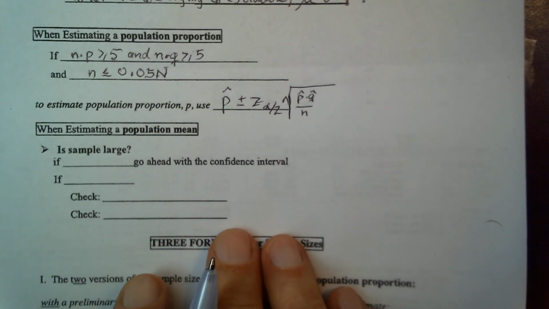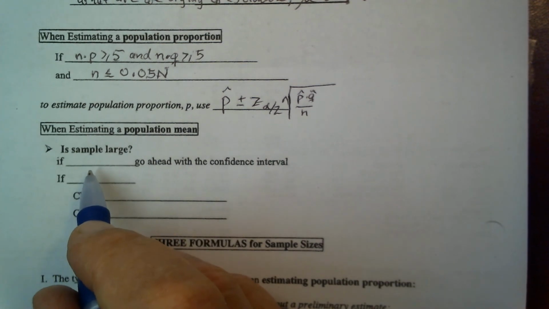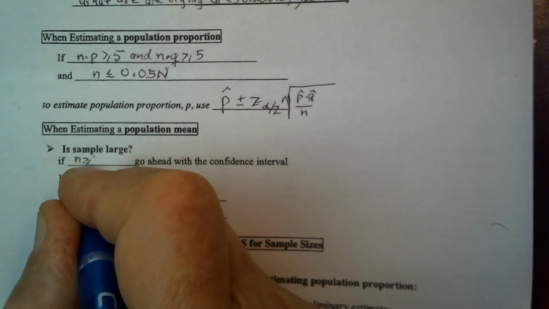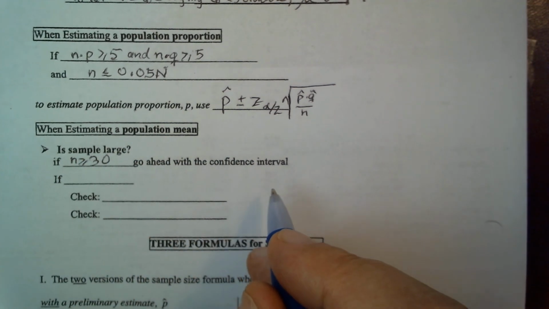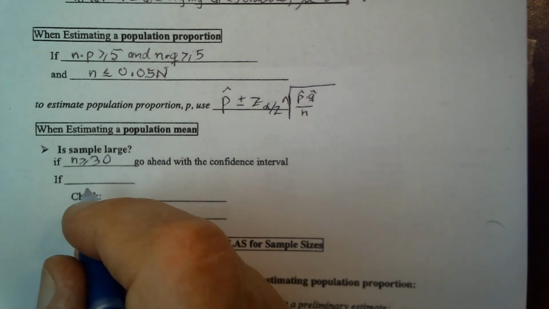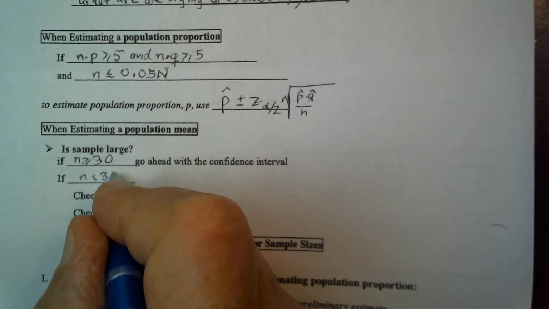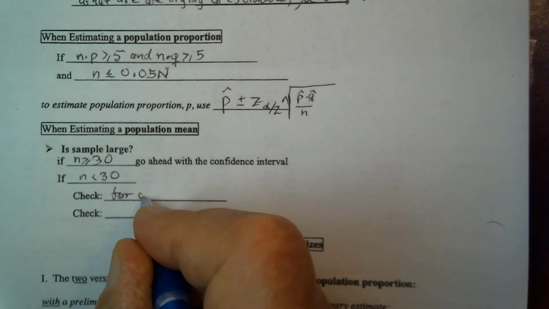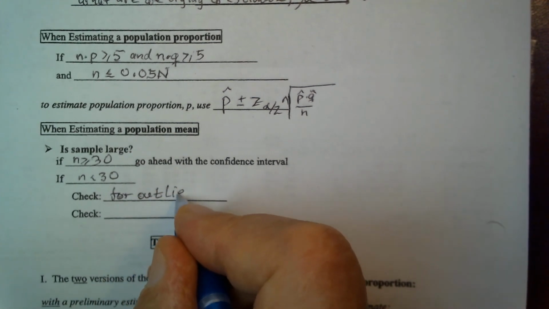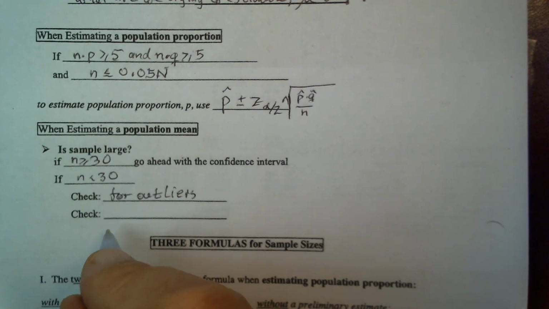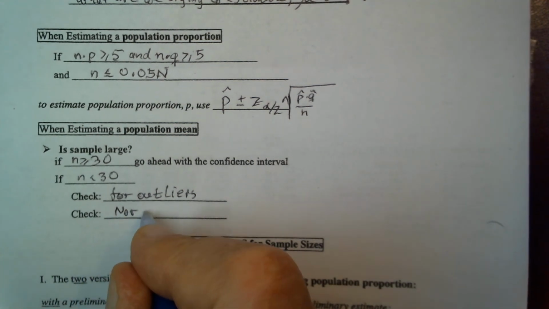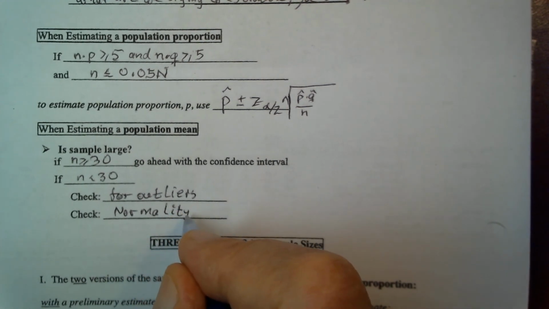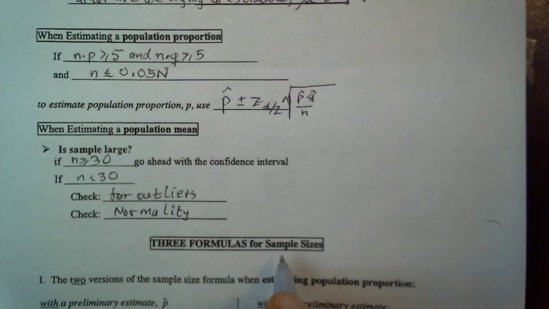When estimating a population mean, the first question is, is the sample large? If n, the sample size, is greater than or equal to 30, we just go ahead with the confidence interval. If n is less than 30, we need to do some checking, check for outliers. We can use a box plot for outliers, and check for normality. We haven't really discussed how to do that, but there are several methods involved, so we're not going to go into any details about that.